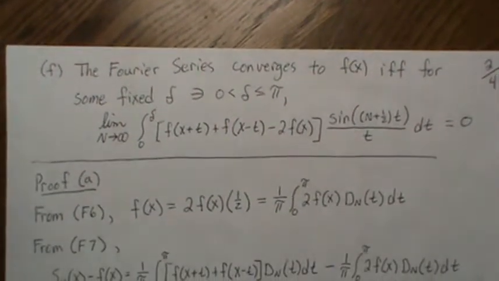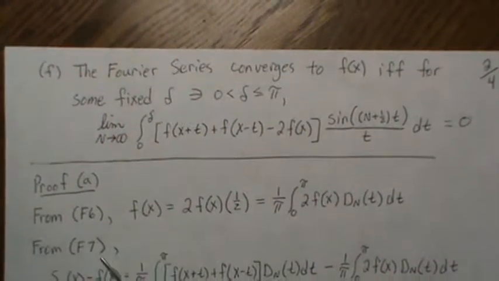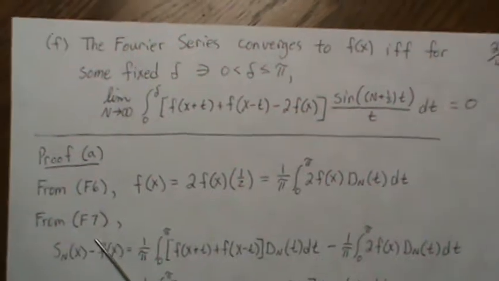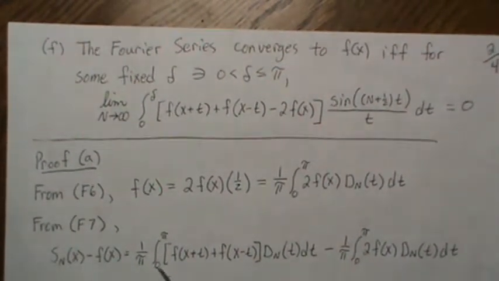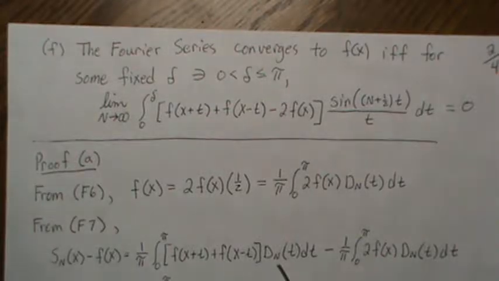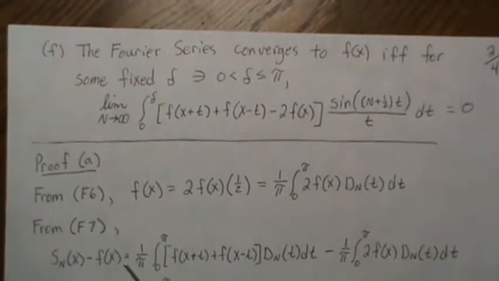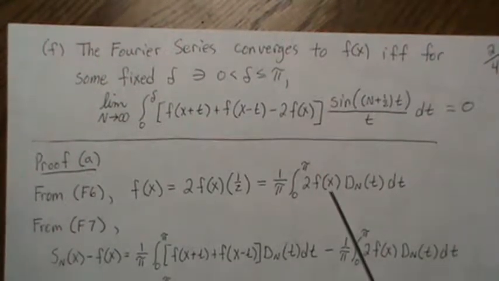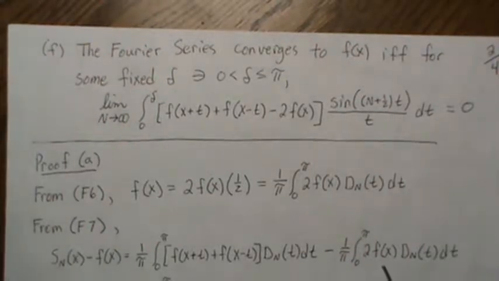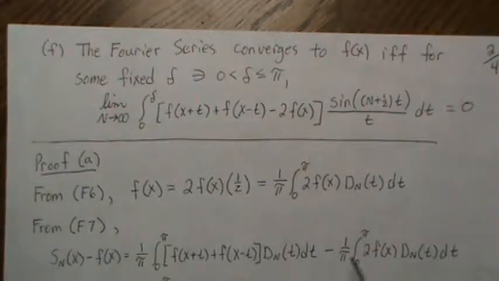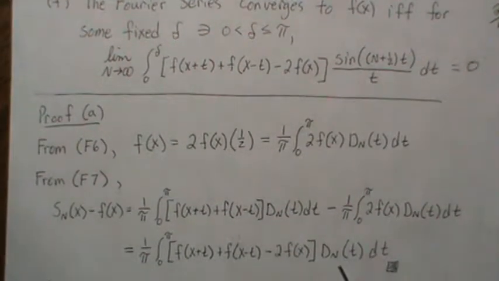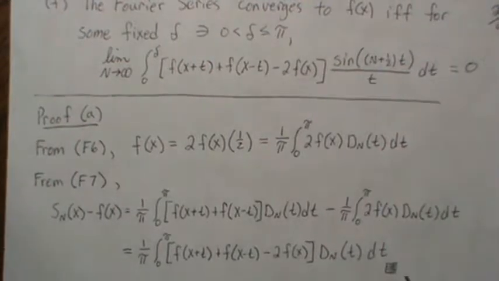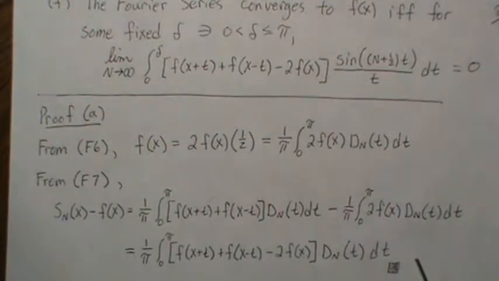Now F7, which is the partial sum, we showed that this partial sum can be written like this, as this integral. And then since f of x is this, we put it here. Now we're integrating the same range, so let's just bring it into one integral, factor out the Dirichlet kernel, and we get this. And then that's what we wanted to show.